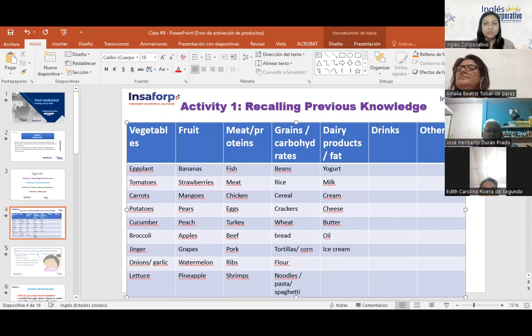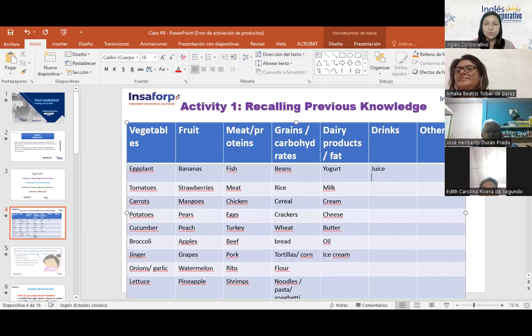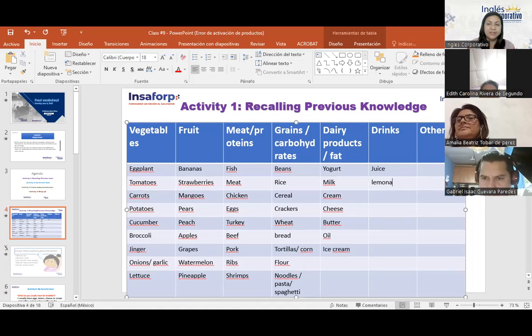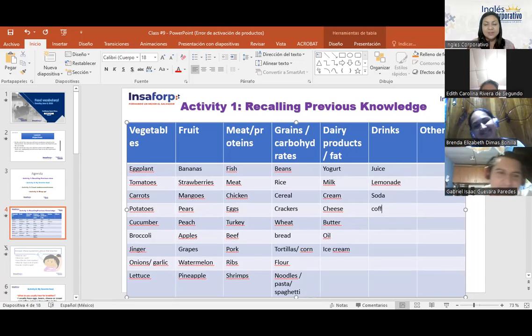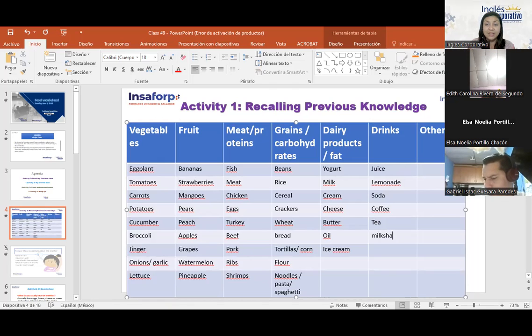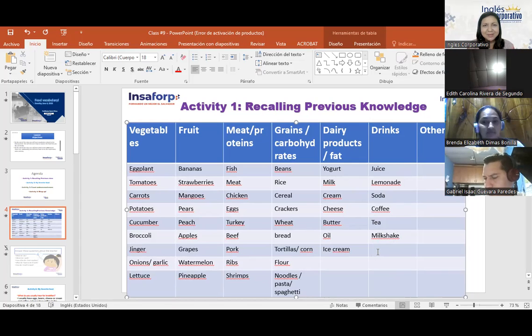Juice and orange? Oh, that is in drinks. Cookies. Okay. Drinks, juice. Lemon. Lemonade. Soda. Soda, yes. Coffee. Yes, the elixir of life. Tea. Yes, it's good. You know what? I drank a milkshake for the evening, for dinner. Water? And it makes me so sleepy. The milk makes me so sleepy.